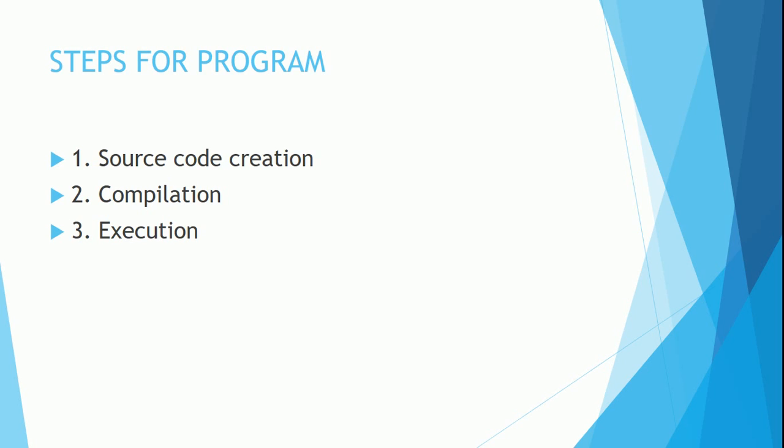First of all, we have to create the source code. After that, to make it machine readable, we have to compile it, and after that we have to execute that code to get the output from it. So our objective is to give input to the system and get output from it. As we all know, we give input from the keyboard and receive output from the monitor.